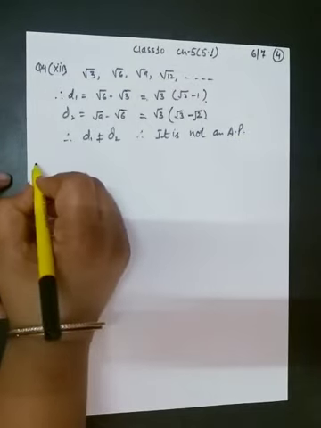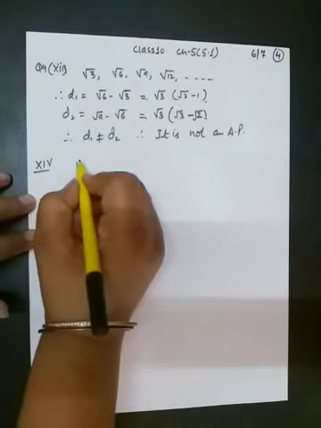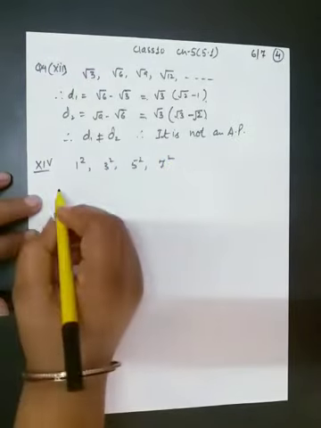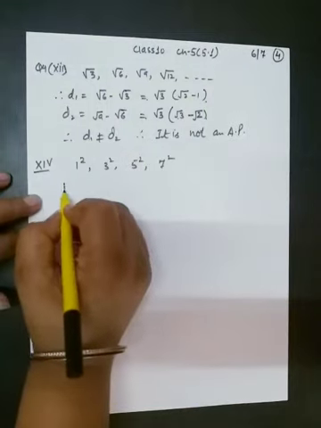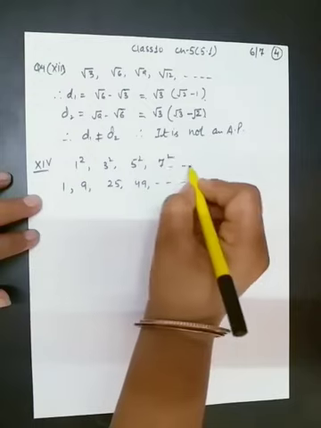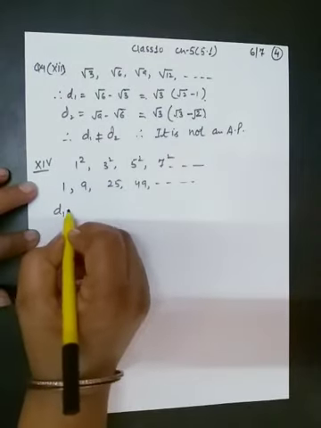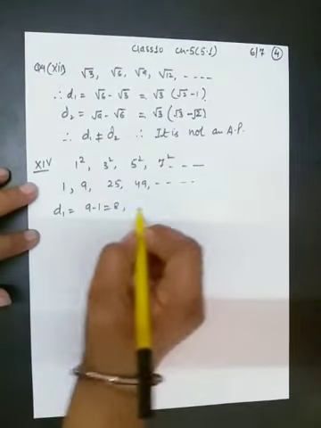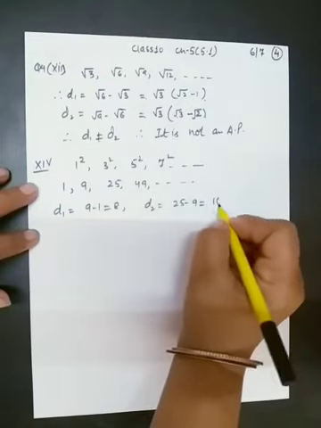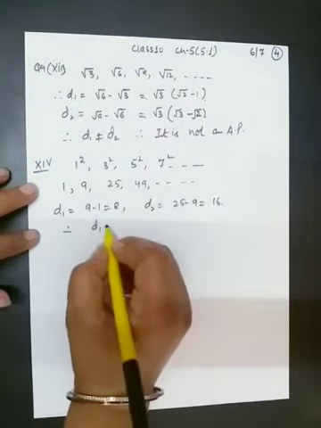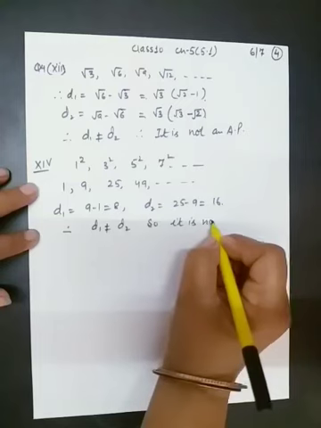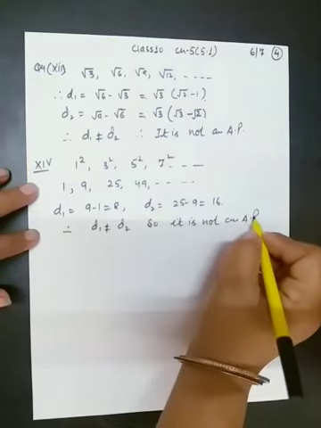Next part. 1 square, 3 square, 5 square and 7 square. We can write these numbers as 1, 9, 25 and 49. So find D1: 9 minus 1, 8. And D2 is 25 minus 9, that is 16. Therefore, D1 is not equal to D2. So, it is not an AP.